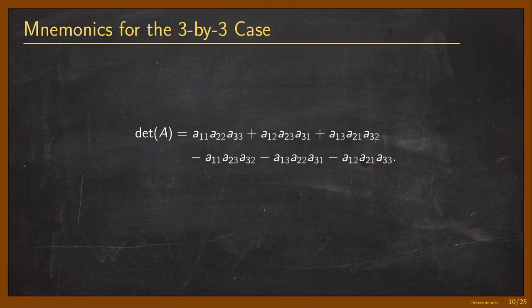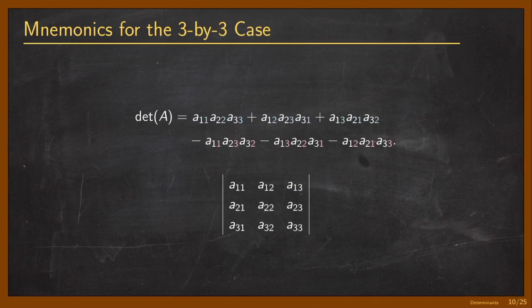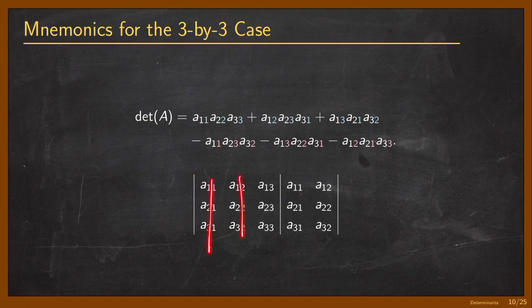Now, how can we remember this formula? We use the following mnemonic for the 3 by 3 case. We first repeat the first and the second column and attach them to the right of the given matrix. So this is the first column repeated, second column repeated. Once we have done that, we do the following down arrows. The down arrows represent the 3 plus terms. And then we subtract the product of the entries in the up arrows. So these are the 6 different terms in the determinant.